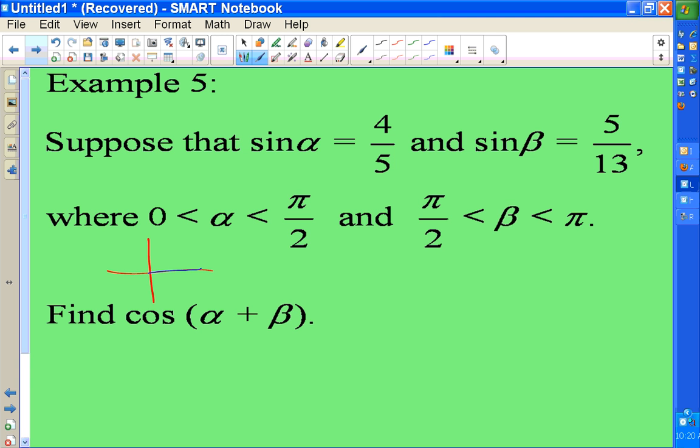So what you want to do is draw the picture. Now some of you are going to say, oh, I'm not drawing a picture, I don't need to do that. This is alpha right here. If the sine of alpha is 4 over 5, what do I put in my picture? The opposite is 4. Hypotenuse is 5. And the adjacent has to be 3. Okay, Pythagorean theorem.